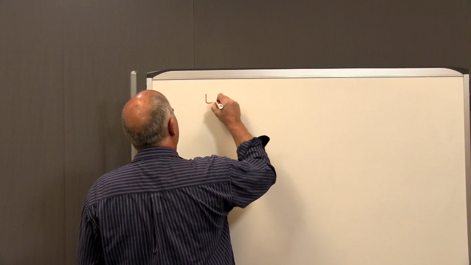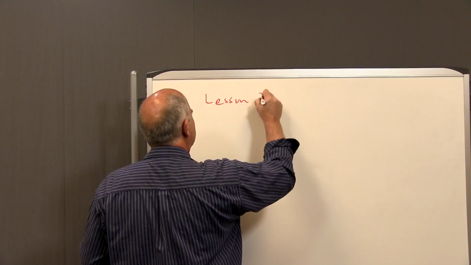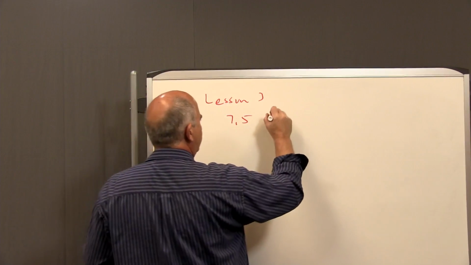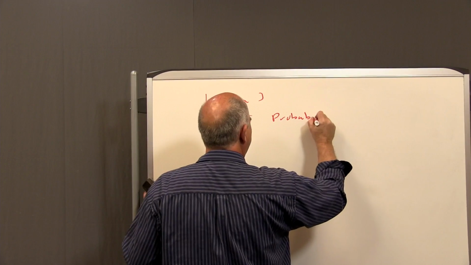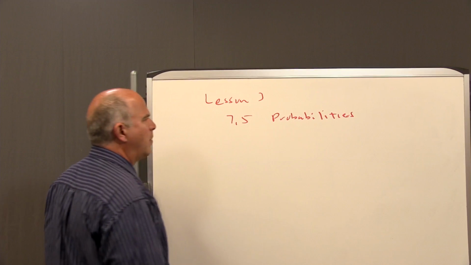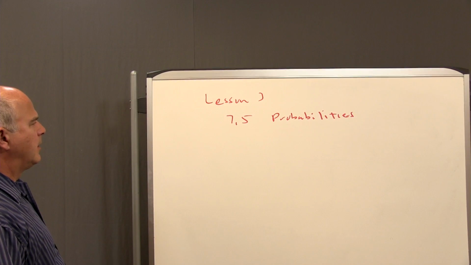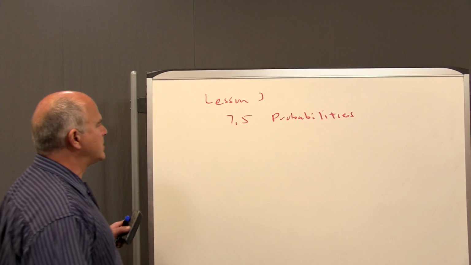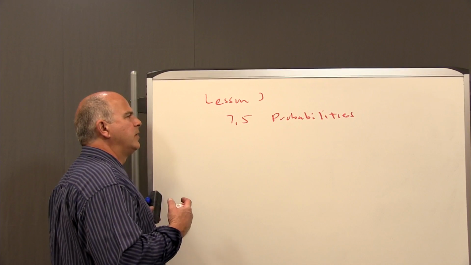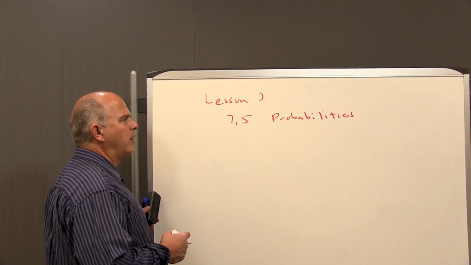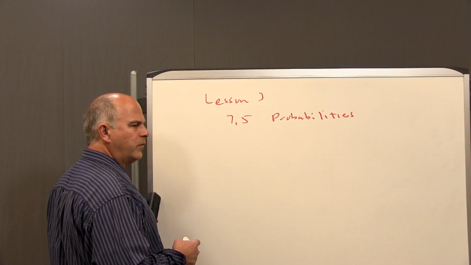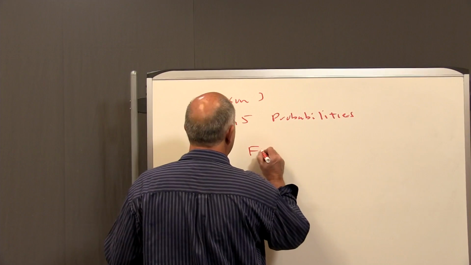Lesson 3, we had a pretty dense section in 7.5 with probabilities. And basic probabilities, some of these involved the multiplication principles, some of these involved tables, some of these involved formulas. We had the formulas.